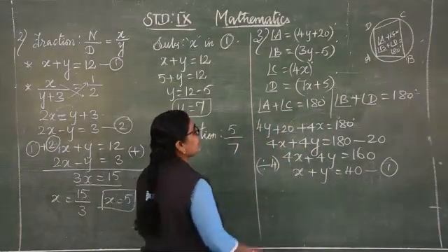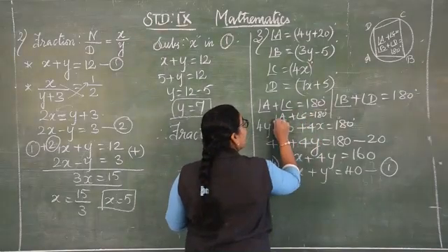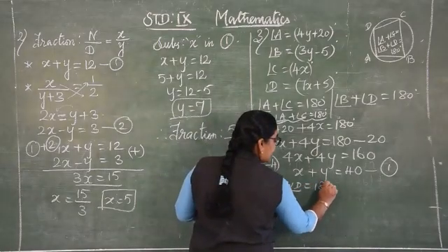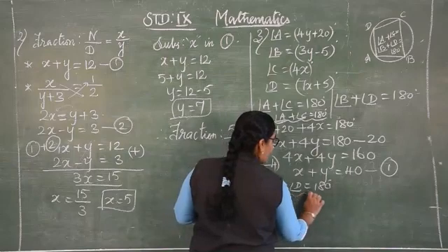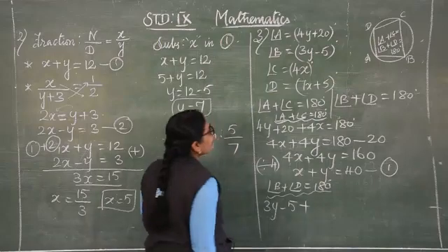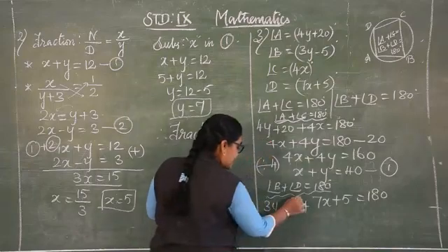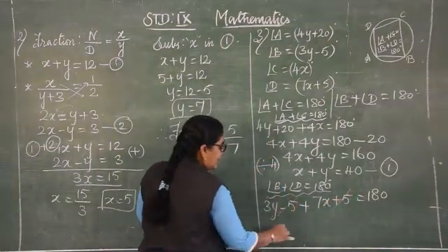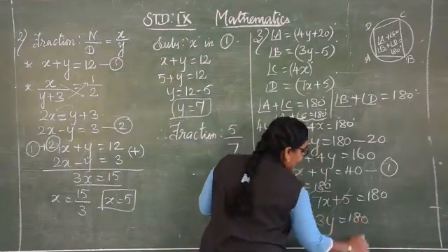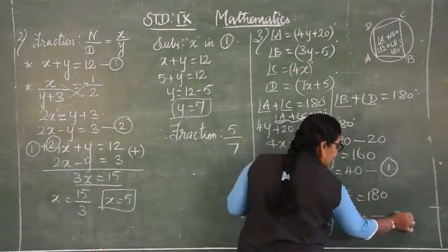Now go for your second equation. This is measure of angle A plus C is equal to 180 degrees. Now I am going to write B plus D is equal to 180 degrees. How to represent this one now? B value is 3y minus 5 plus 7x plus 5 is equal to 180. Plus 5, minus 5 get cancelled. Now arrange this one. 7x plus 3y is equal to 180 degrees. Now here we can't simplify more, so consider this one to be your second equation.